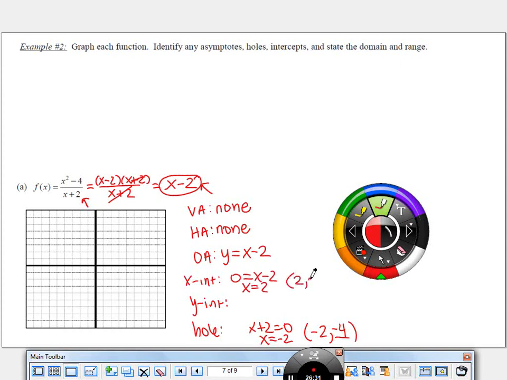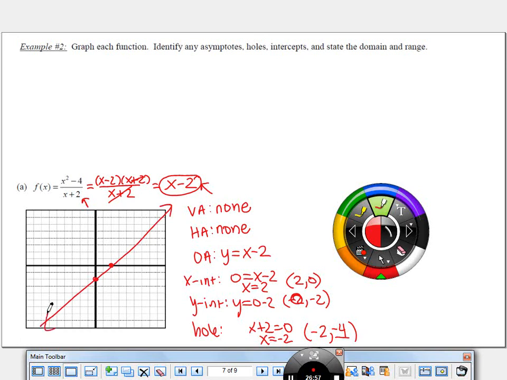So at the point 2, 0. And our y-intercept, if we set x equal to 0, we can see is at negative 2. Oops, so it's at the point 0, negative 2. So we have a point at 0, negative 2. There's our y-intercept. 2, 0 is our x-intercept. So you can kind of clearly see what your line looks like right now. We can go ahead and draw that in.